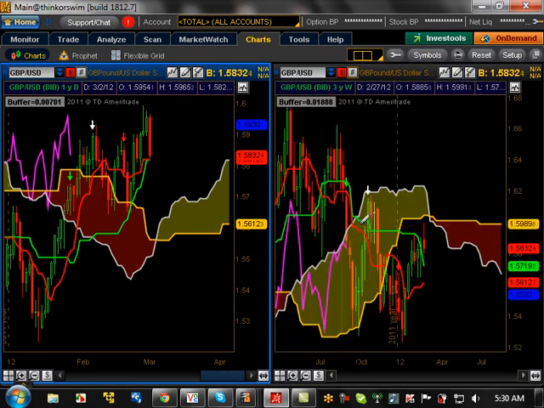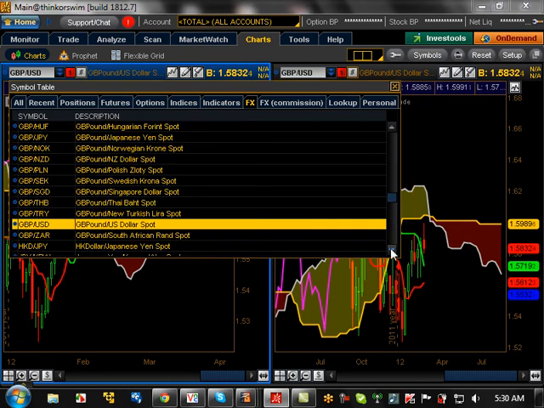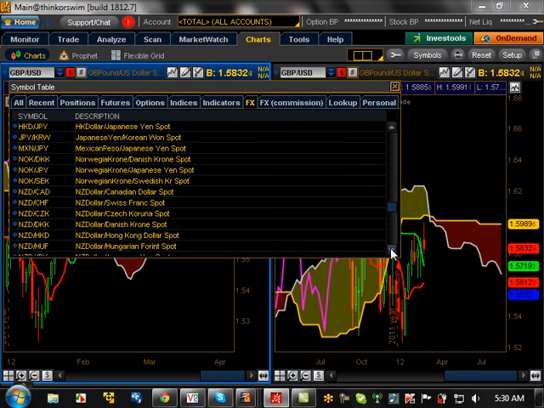Pound USD. If you look here on a daily time frame, it's trying to break out. Really nothing going on as far as pound USD, so it's boring. So we're just going to keep on moving on.